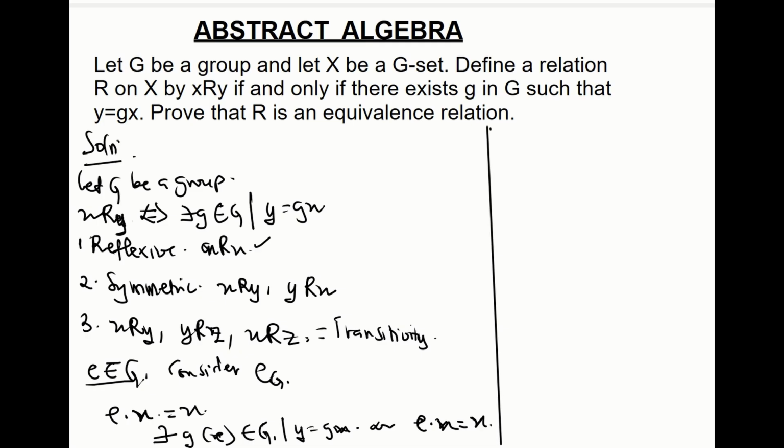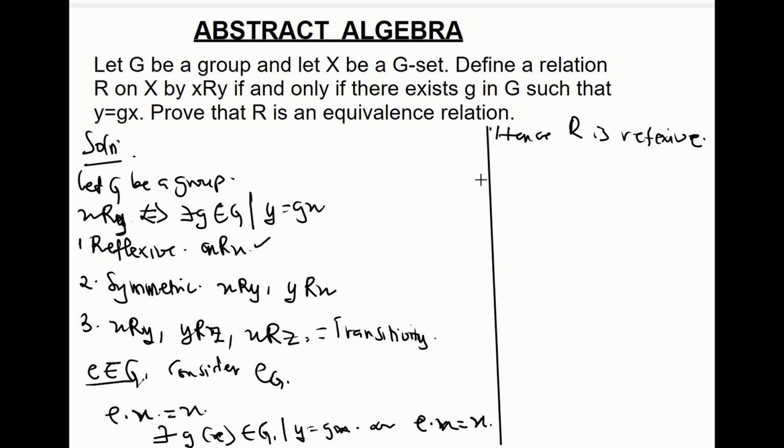Okay. Then we see that hence R is reflexive. If our R is reflexive, we are now going to look at symmetric.